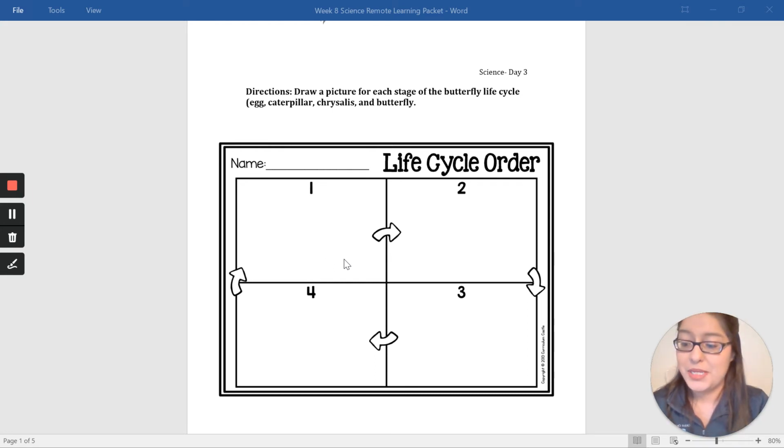So what you're going to do here, you're going to draw the egg in the first box and color it and label. Make sure that you label, okay? Don't forget to label. It's very important so that we know exactly what it is that you're drawing. So once you're done with the first stage, you're going to move on to the next one, stage 2, then stage 3, and stage 4, okay? All right, and that is it for day 3.